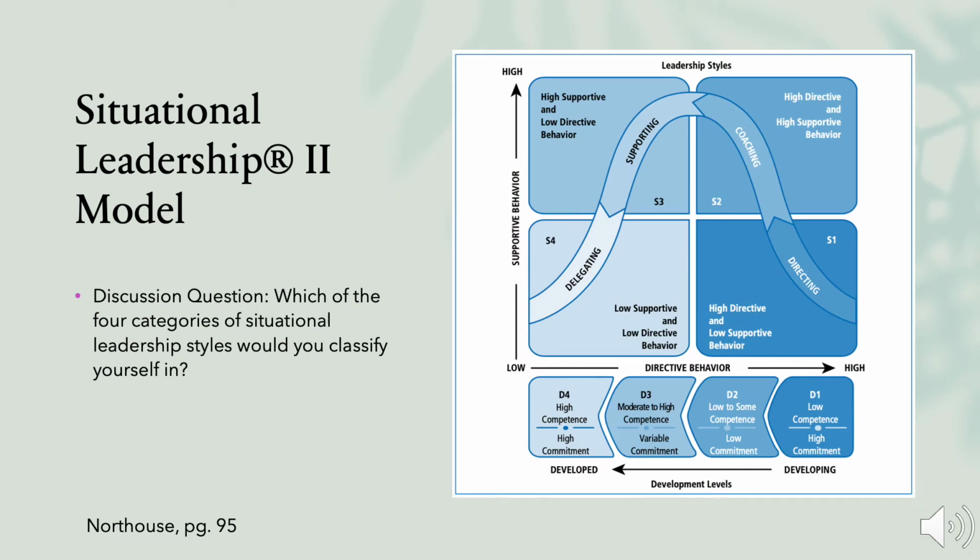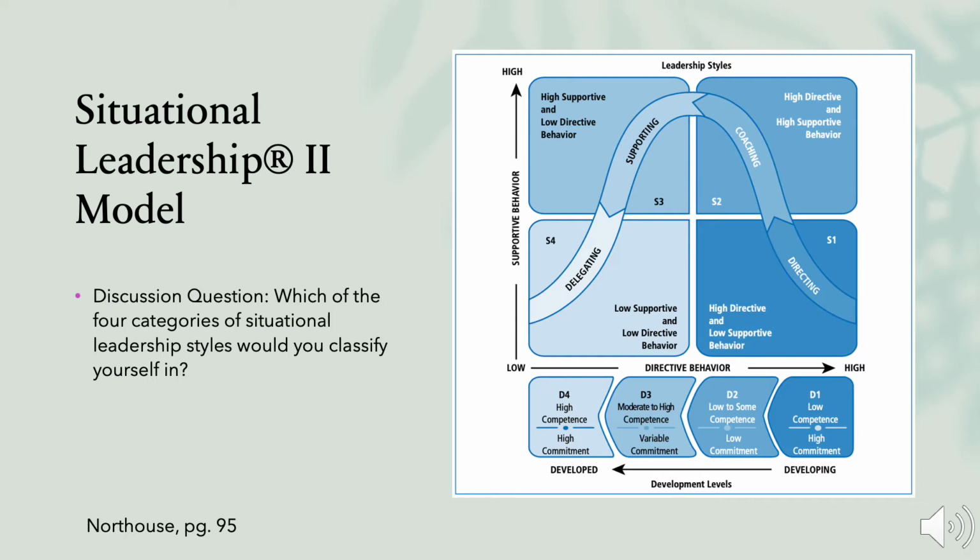This is the Situational Leadership 2 model, or SL2 model, that we previously discussed. This summarizes all the different leadership styles and illustrates how directive and supportive leadership behaviors combine for each of the four different leadership styles.